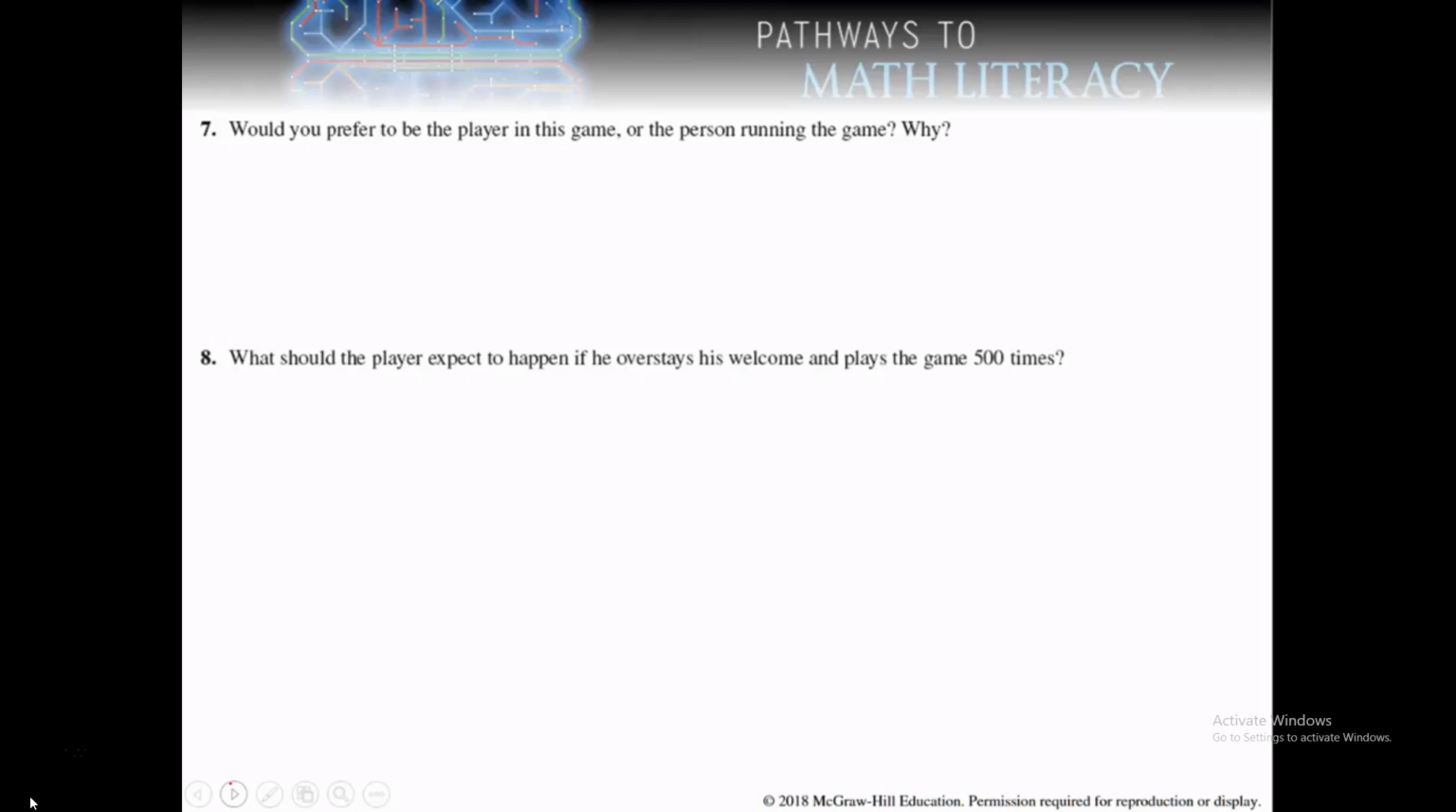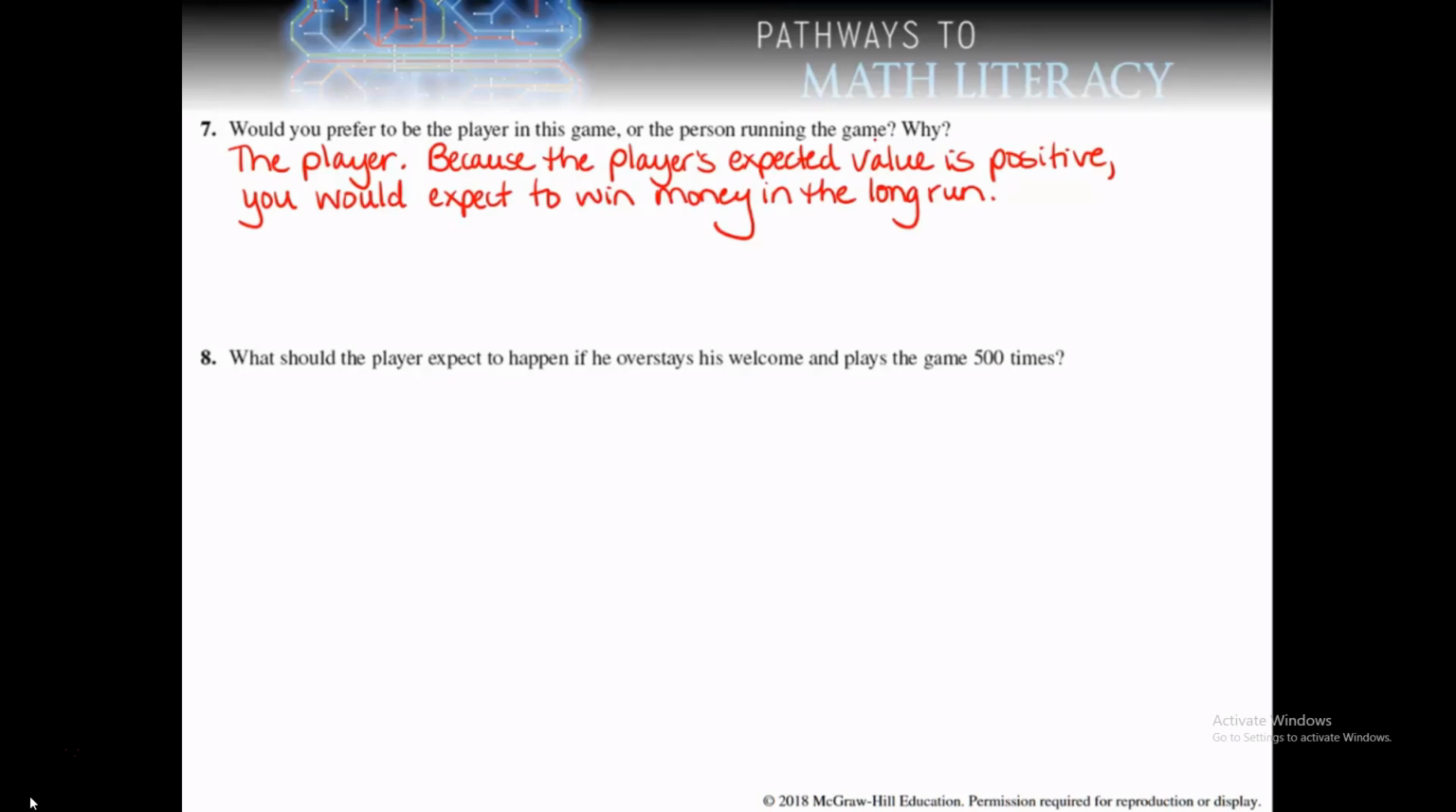And in 8, what should the player expect to happen if he plays the game 500 times? Well, in the long run, we expect to average 17 cents per game. So if we play 500 times, that'd be 500 times 17 cents, which is $85. So you would expect to win about $85. Although remember, with probability, this cannot be guaranteed.